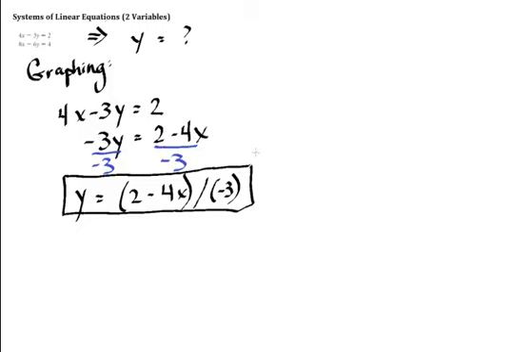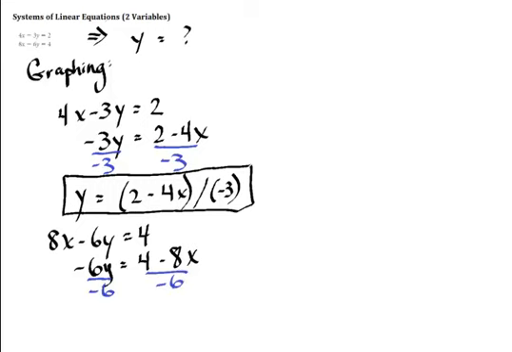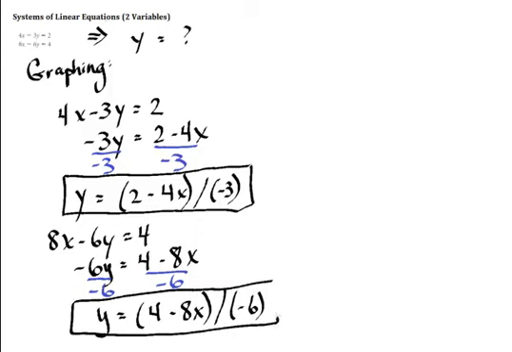So let me do that 8x minus 6y equals 4. So I'm going to subtract 8x from both sides. And then I'm going to divide both sides by a negative 6. And I will end up with y equals, same as the other. I'm just going to write it like this and not really simplify it. And plug that into my graphing calculator looking just like this. So let's get that done.